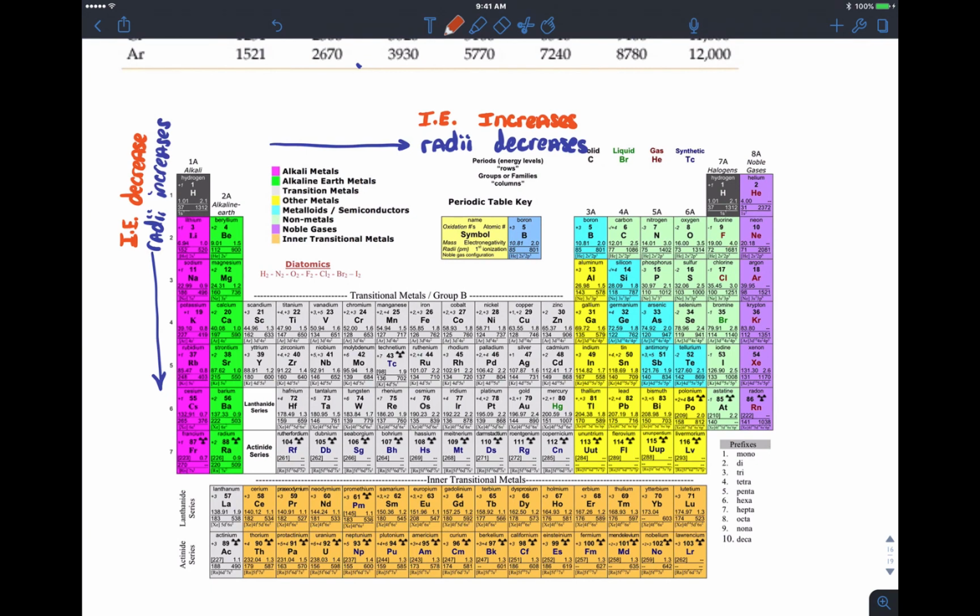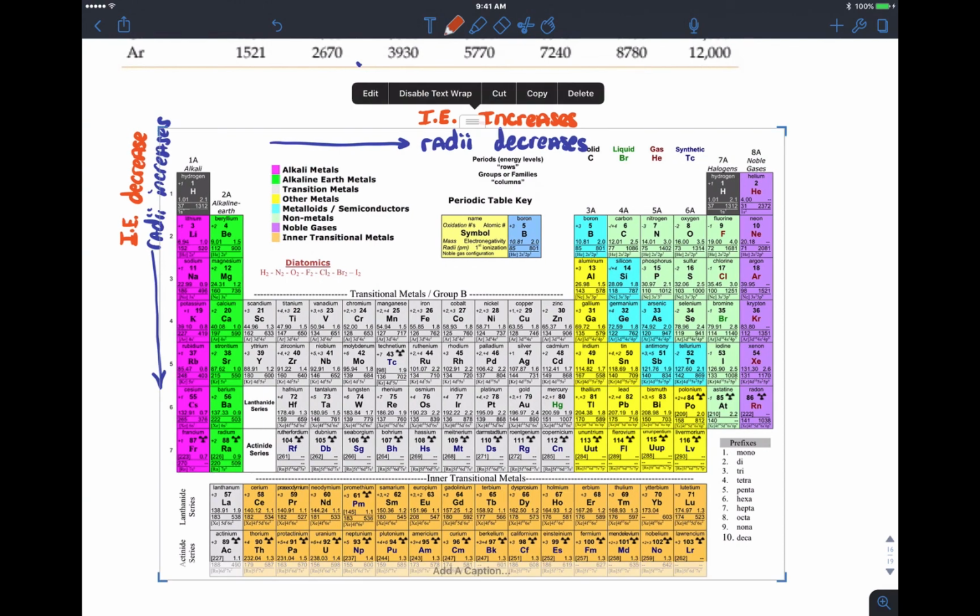We should also have our radii for our ions. So remember that as you move from left to right, as you have a metal that's losing electrons, that radius is going to get smaller. And then on the right hand side of the periodic table, the radius of your anions is going to get bigger as you add more and more electrons to it.